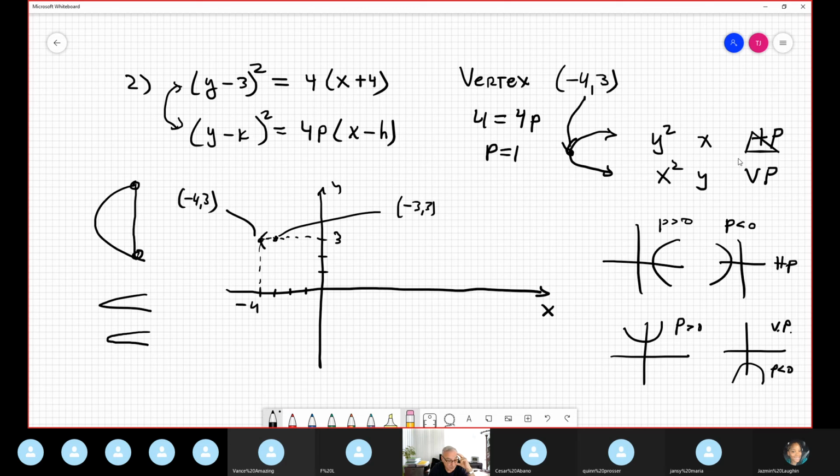The focal diameter is 4p. 4p is the focal diameter. Actually 4. And the semi-focal diameter is 2. So from the focus to upward and to downward. So up 2, here. 4, 5. At this point is the point negative 3, 5. This is one endpoint of the focal diameter.